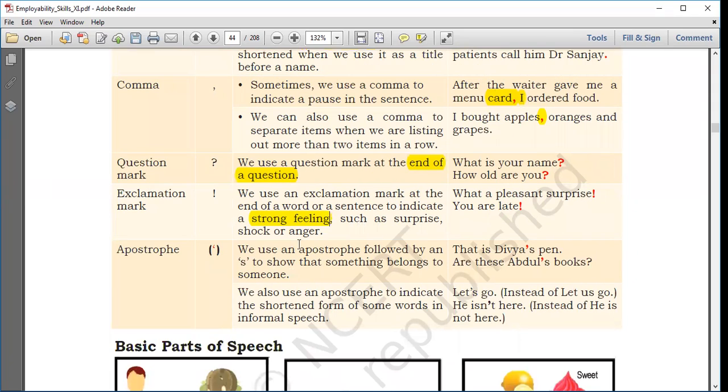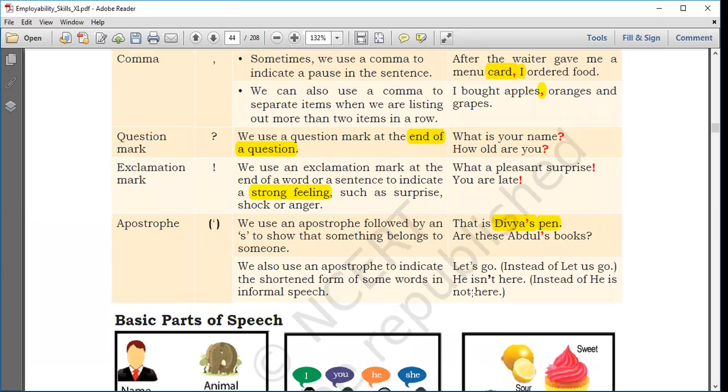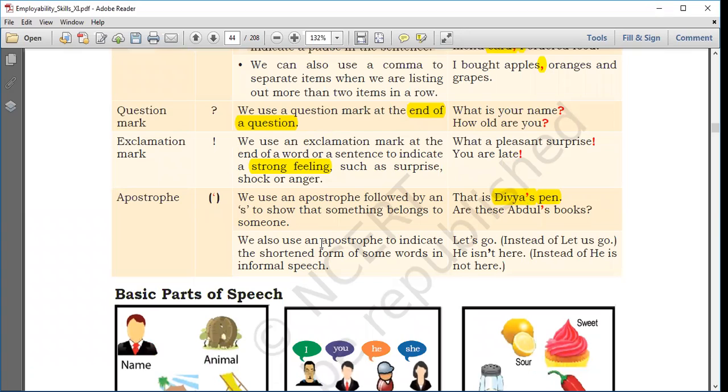Apostrophes are used before s to show that something belongs to someone, right? Like Dia's pen. So Dia's pen indicates that the pen belongs to Dia, right? And secondly, apostrophe is also used to indicate the shortened form of some words, like isn't. Isn't is basically is not, right? Let's say let us. These short words we can use somewhere, and to create these short words we put an apostrophe, right?